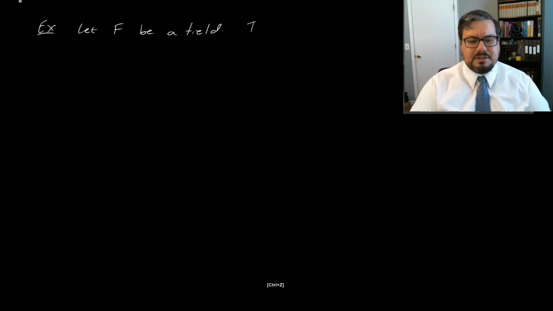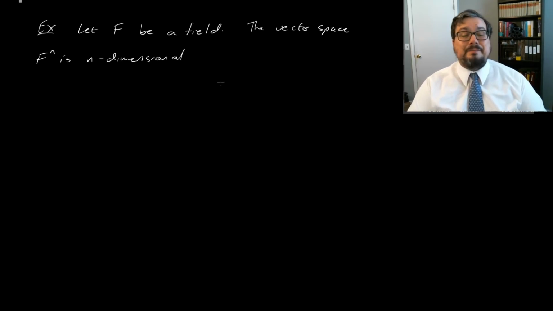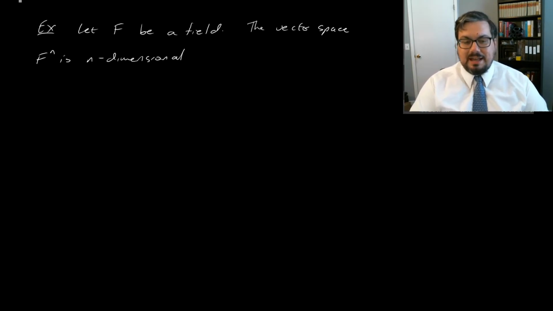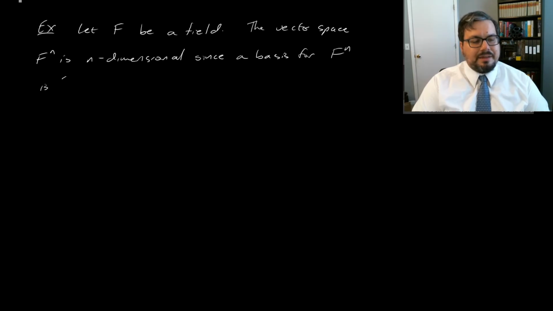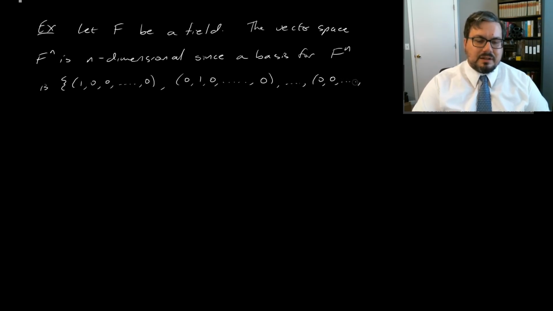The vector space Fn is n-dimensional. To prove this, we need to give a basis for this vector space of size n. This is true since a basis for Fn is the set (1, 0, 0, ..., 0), (0, 1, 0, ..., 0), etc., up to (0, 0, ..., 0, 1).